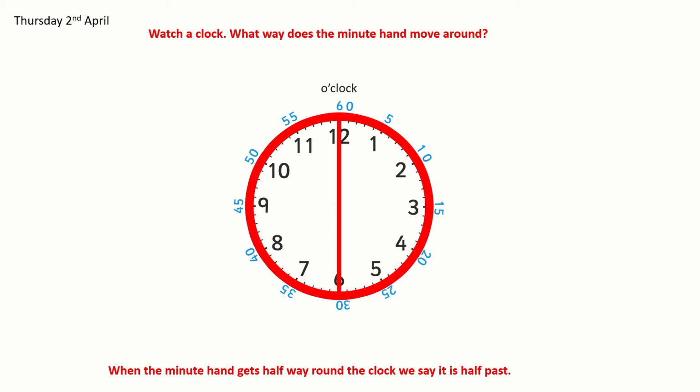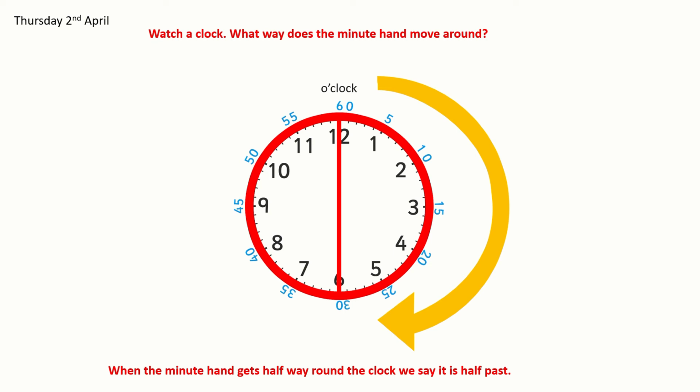Go have a look at a clock. What way does the minute hand move around? Does it move to the left and go all the way around the clock, or does it move to the right and go all the way around the clock? I think you'll find it goes all the way around to the right, doesn't it? And we call that clockwise. What do we call it? I wonder if you can turn your hands clockwise, or you can turn your whole body clockwise. Have a go at moving clockwise.